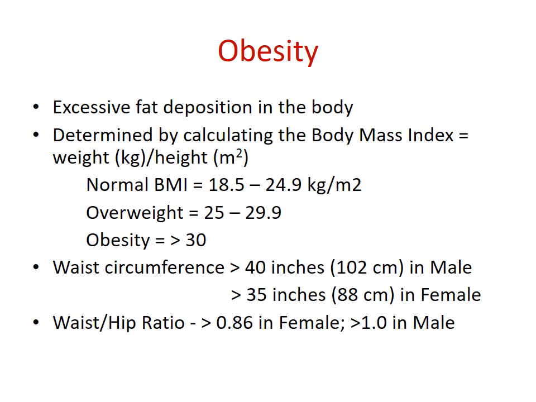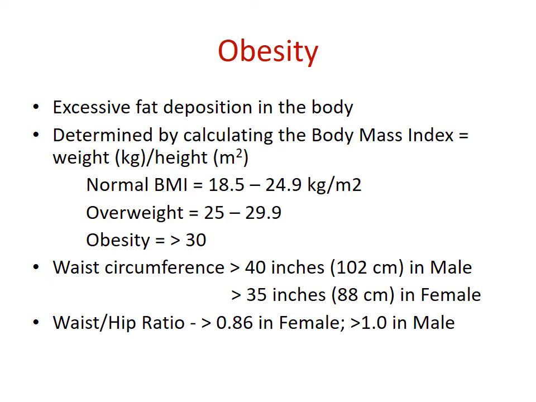And there are three ways in which you can determine this. The first one is the body mass index, which is the weight in kilograms divided by the height in meters squared. Normal BMI is 18.5 to 24.9. And individuals who have BMI of 25 to 29.9 are said to be overweight. BMI greater than 30 is referred to as obesity. And if it's above 40, it's morbid obesity and associated with a lot of complications.